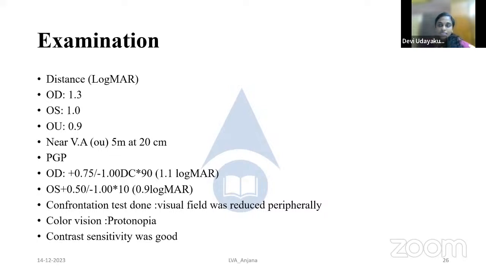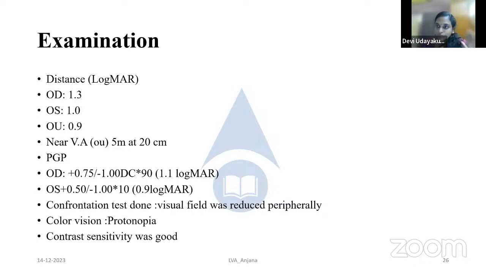Just as I told you, on color vision, I don't think there would be a typical protanopia, but there can be presentations of all these patterns, and color vision can be reduced. Contrast sensitivity can be good, or reduced if the person has additional disabilities. Now the person is 50 years old, so she can get cataract. Cataract along with retinitis pigmentosa can cause contrast sensitivity loss. So understand the other causes of loss of contrast sensitivity when you're managing a person.